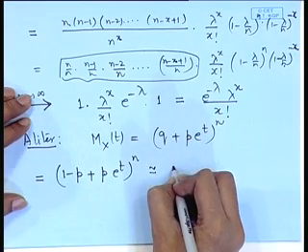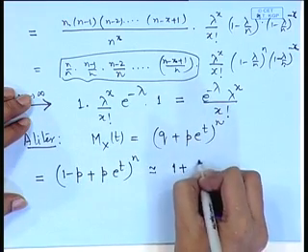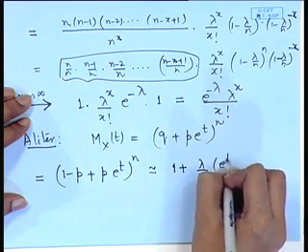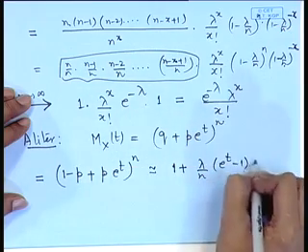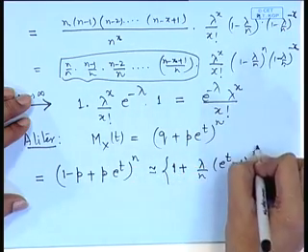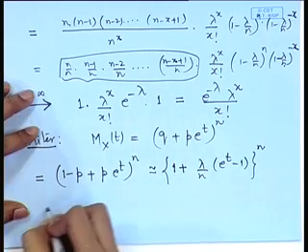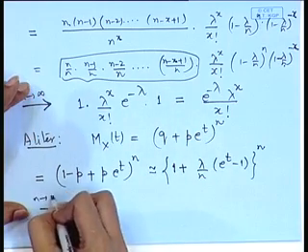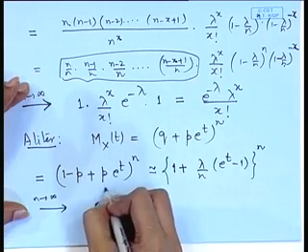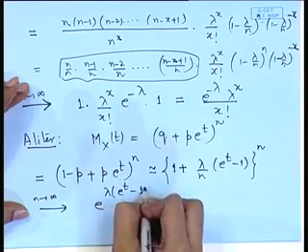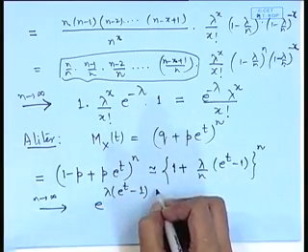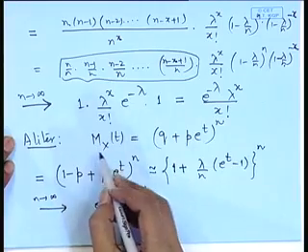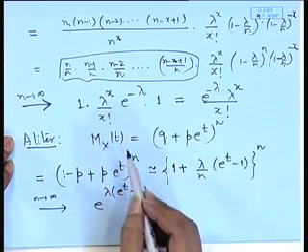So, this becomes (1 plus lambda by n (e to the power t minus 1)) to the power n. When we take the limit as n tends to infinity, this goes to e to the power lambda (e to the power t minus 1). So, by the uniqueness of the moment generating function, we can say that the probability mass function of the binomial distribution converges to the probability mass function of the Poisson distribution.